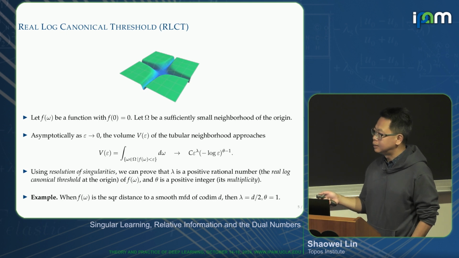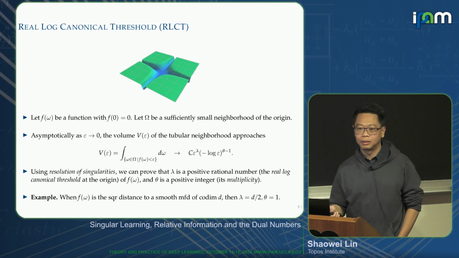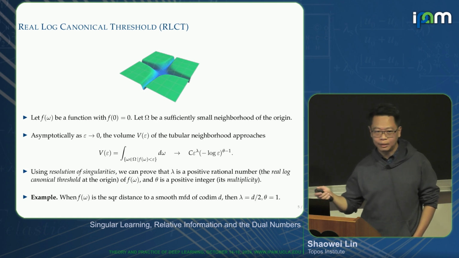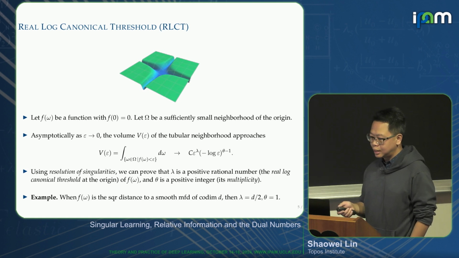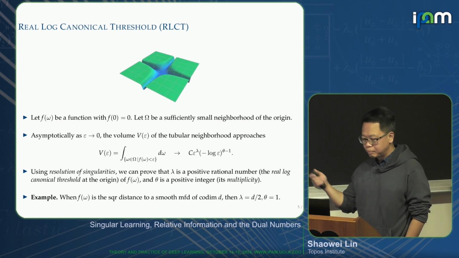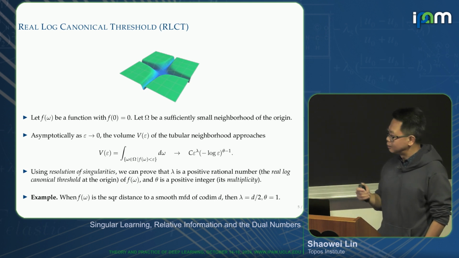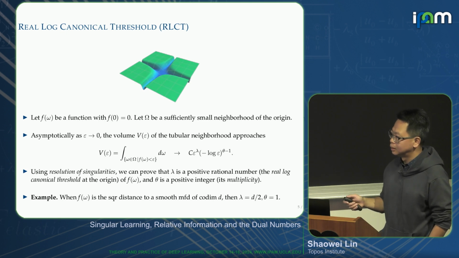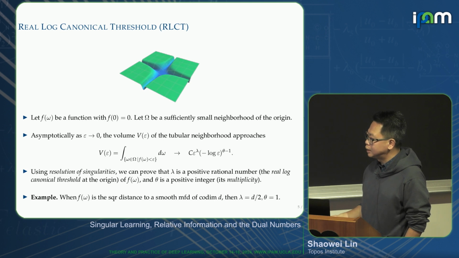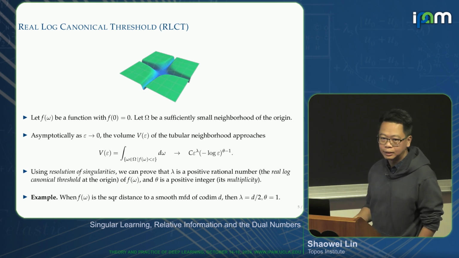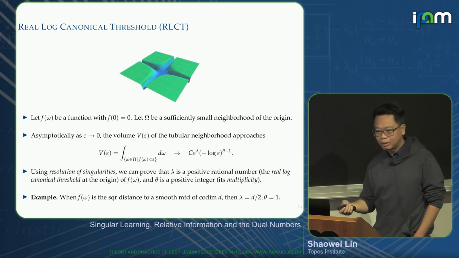And you can prove that theta is going to be a positive integer and that lambda is a rational number. So lambda is not just a real number, but actually a rational number. This proof is done using some advanced Russian mathematics from the 1960s and some beautiful piece of math as well. So as I said, when f is the squared distance to some smooth manifold of codimension d, then lambda is going to be d over 2, and theta is going to be 1. Multiplicity is just 1.